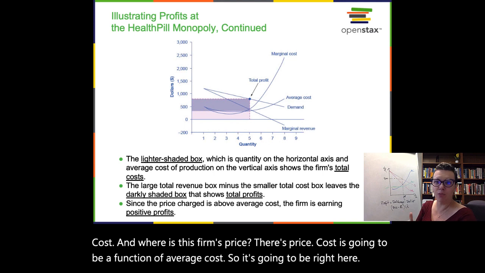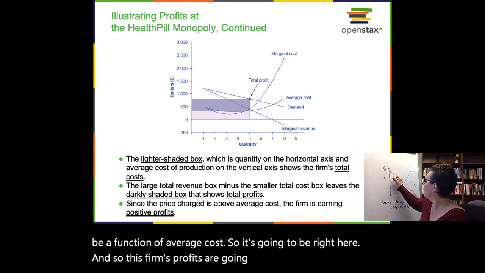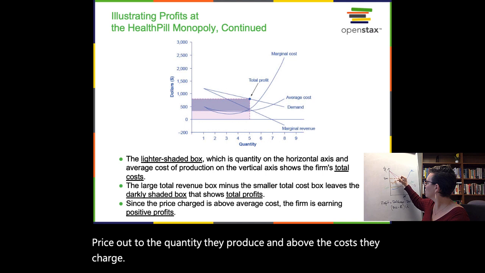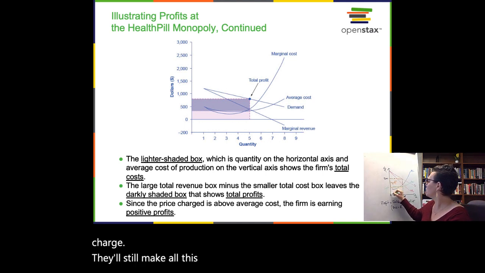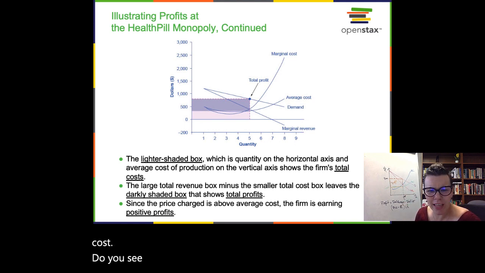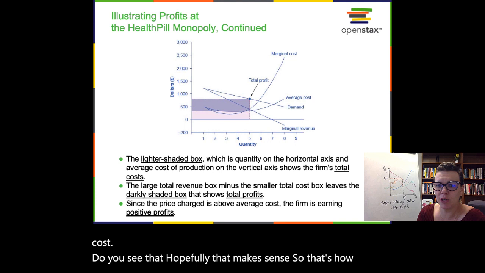And so this firm's profits are going to be price out to the quantity they produce and above the costs they charge. They'll still make all this money, but this money is also going to costs. Do you see that? Hopefully that makes sense. So that's how we would calculate this firm's profit.